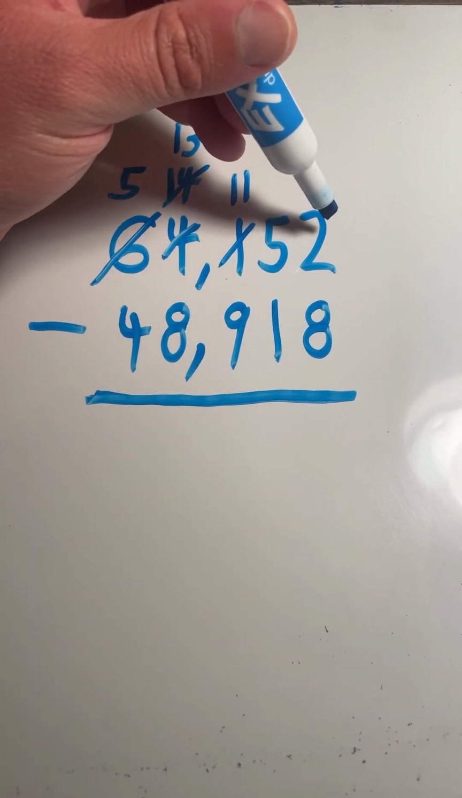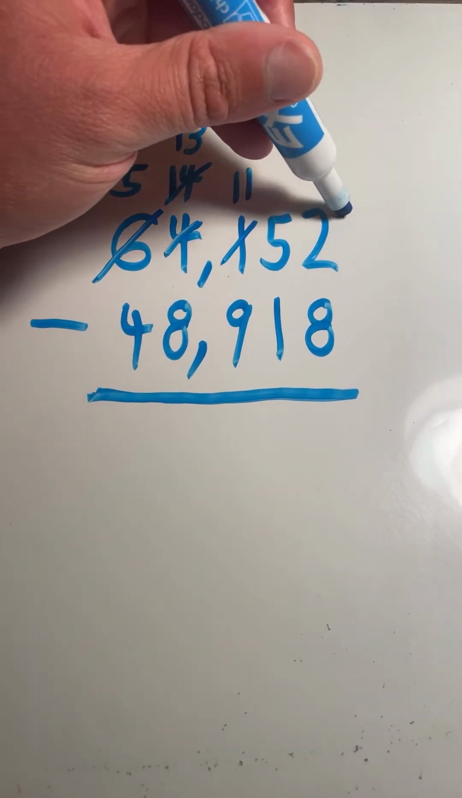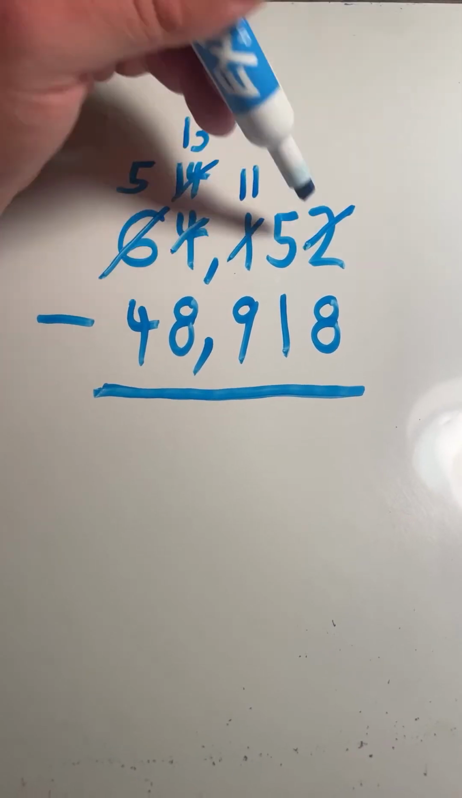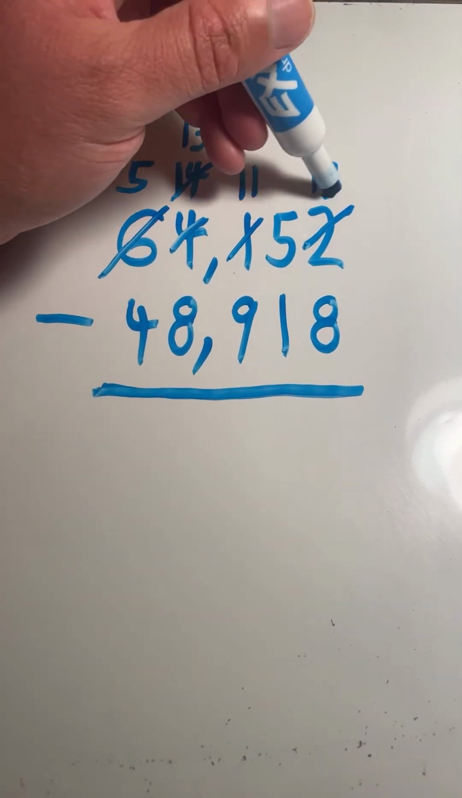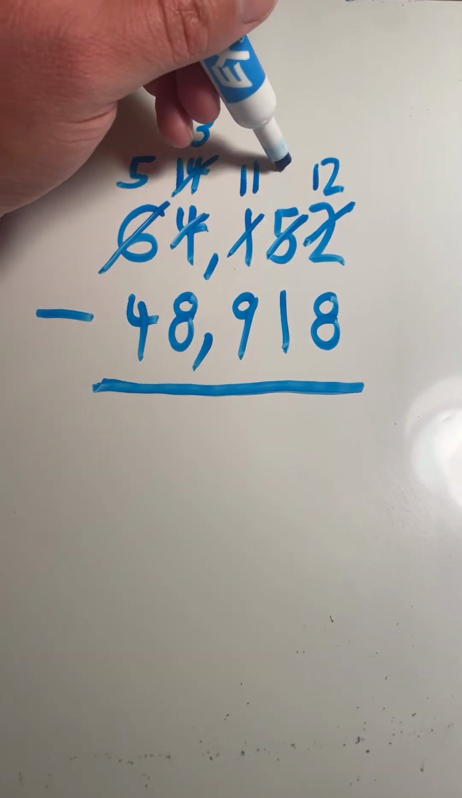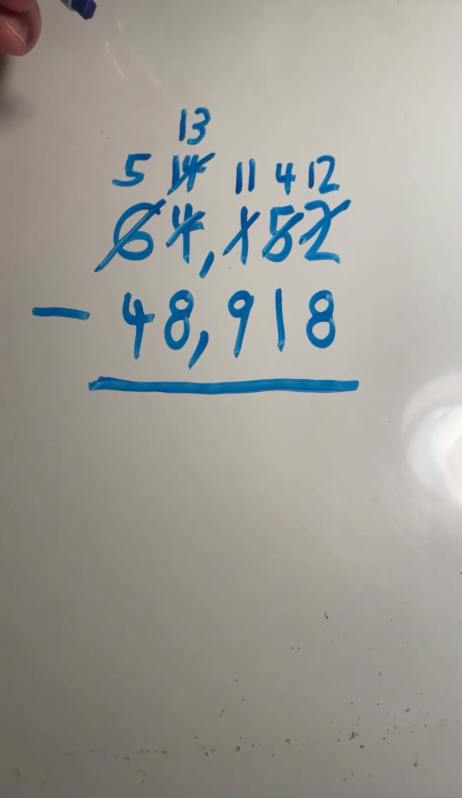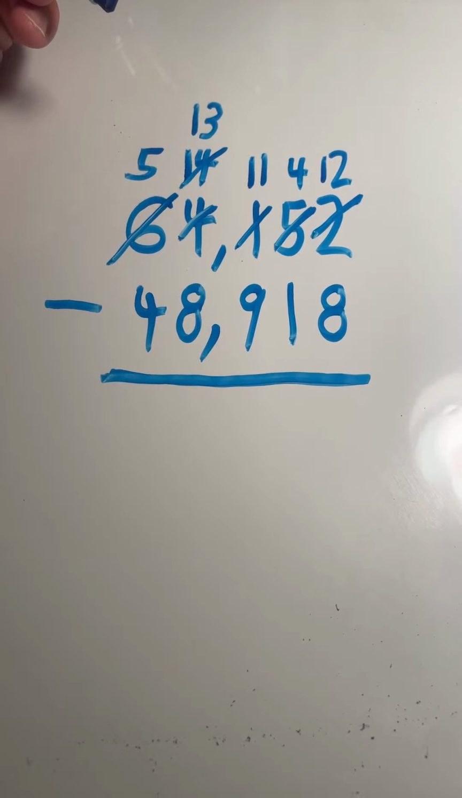Now in the ones place, you cannot start out with 2 and take away 8. So again, we're taking a 10 from the tens place. The 2 becomes a 12, and the 5 in the tens place becomes a 4. And now we are ready to subtract.